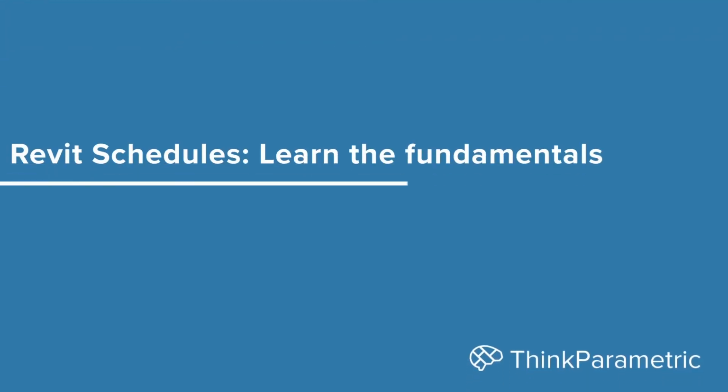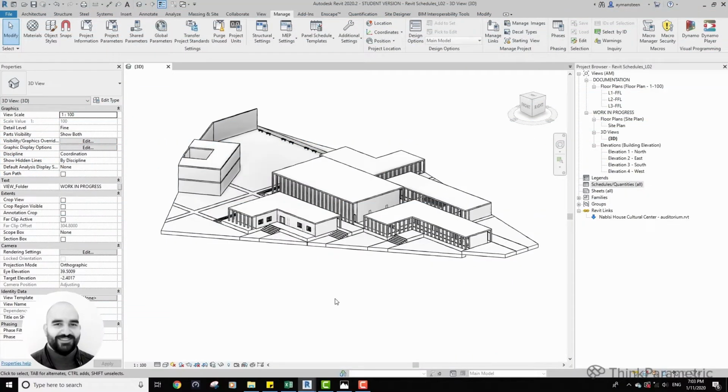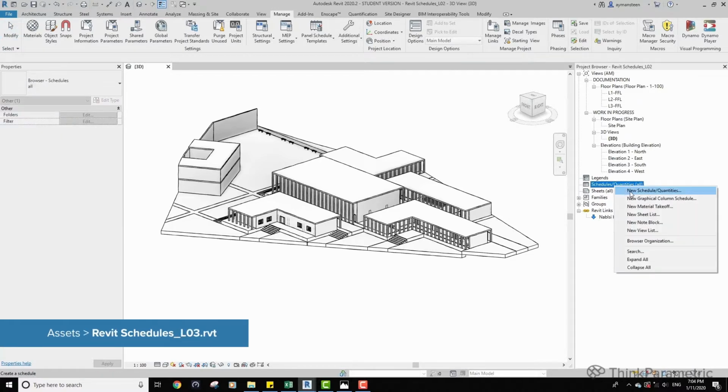Now in this lesson, we'll discuss how to include the elements inside the links. We want to include the parameters and the instances inside the links in our schedules, and we'll discuss some other fields for the schedules. Let's create a wall schedule.